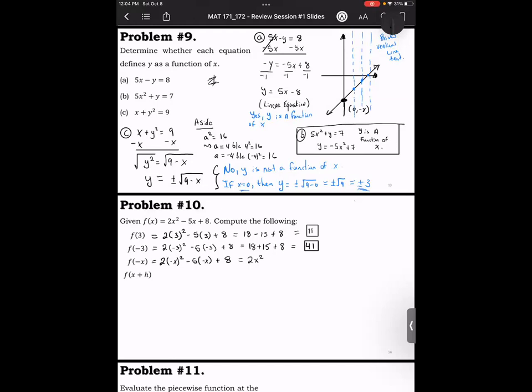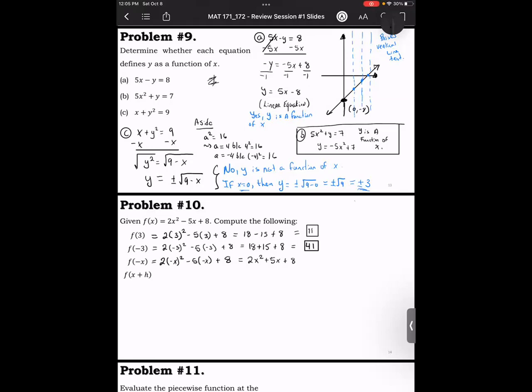Negative 5 times negative x. Positive 5x. And then you have the plus 8. So it's 2x squared plus 5x plus 8. So sometimes when you plug in just a variable term, you're going to get back an algebraic expression.